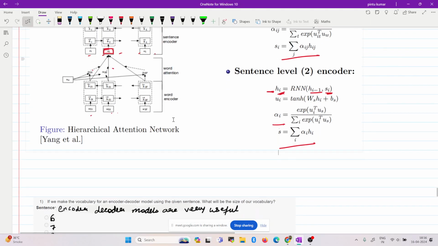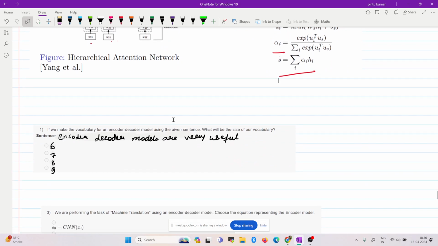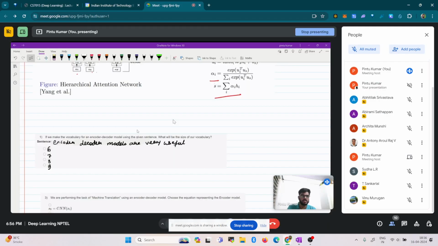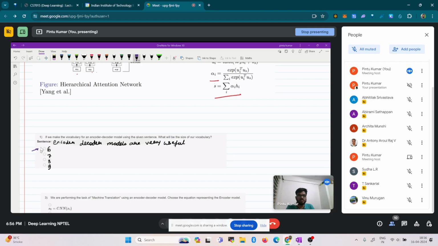Okay. We have some questions related to this year's assignment that are from previous years' assignments. We'll try to look at them. So the first question is, if we make a vocabulary of an encoder-decoder module using the given sentence, what will be the size of our vocabulary? The sentence given over here is, encoder-decoder models are very useful. So what do you think is the size of vocabulary that we'll have? You can type in. Somebody says 6. What do other people think?